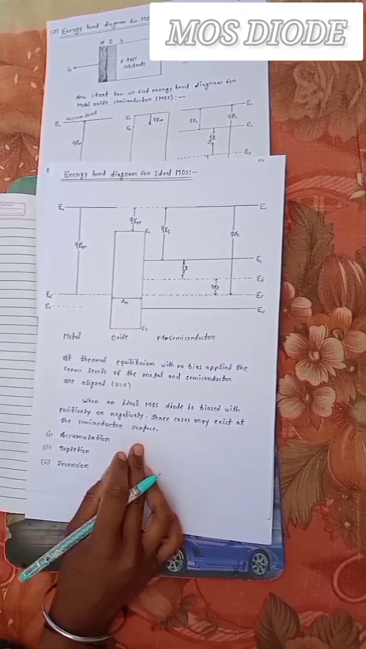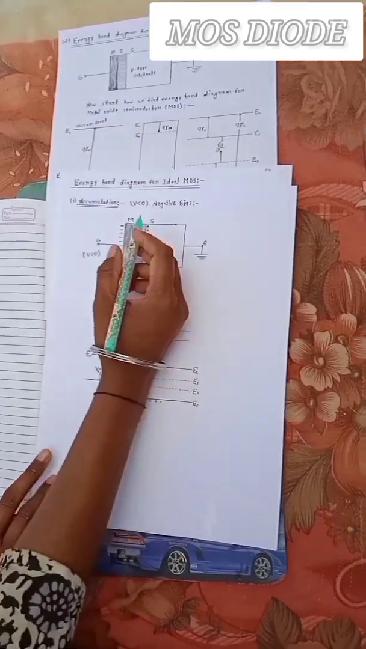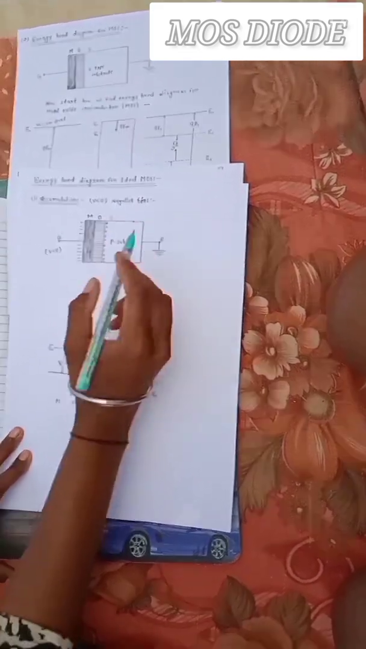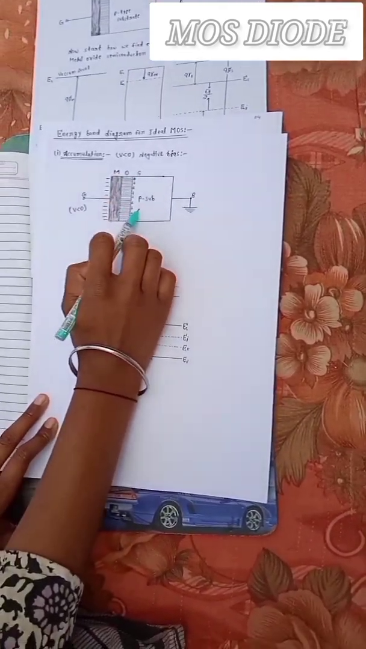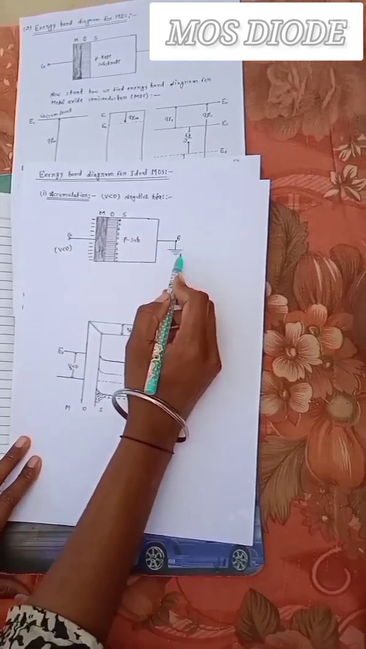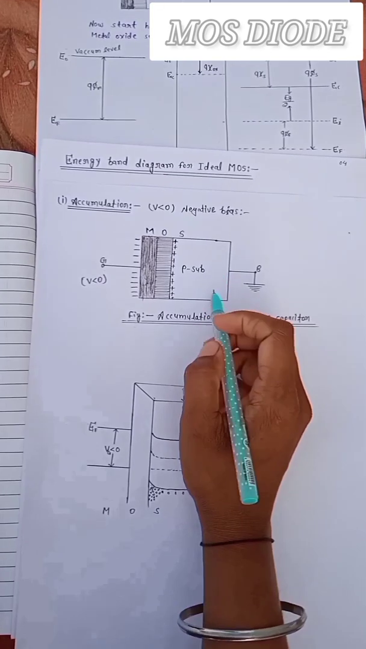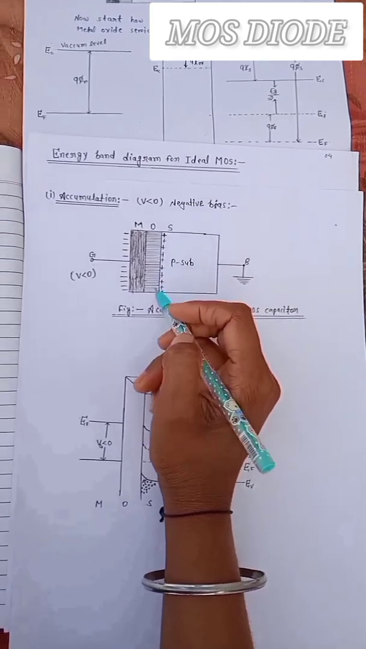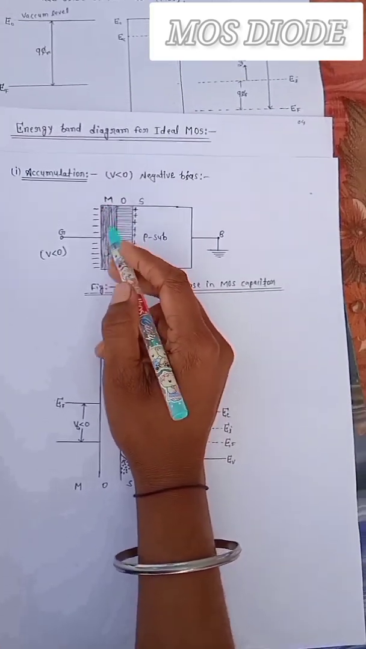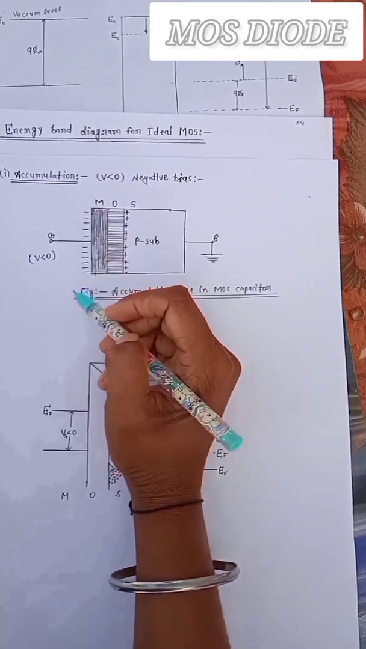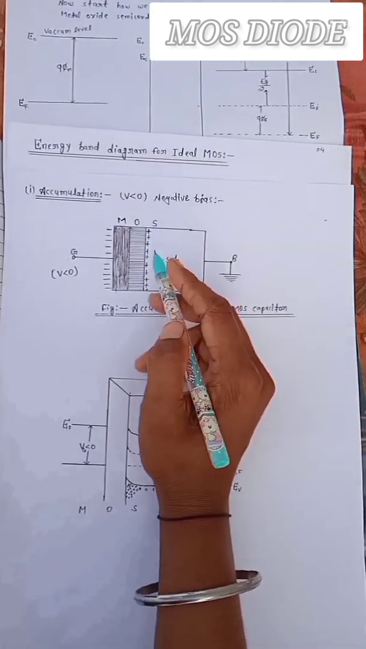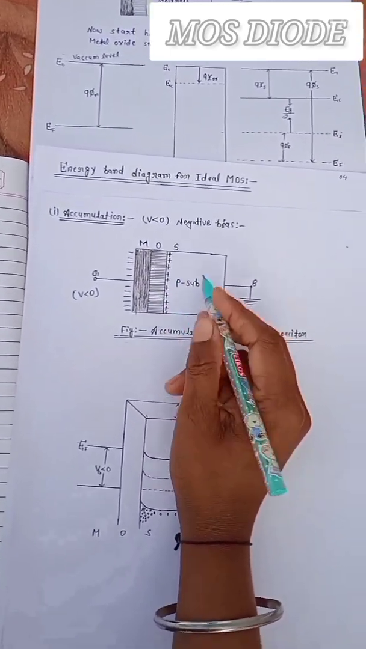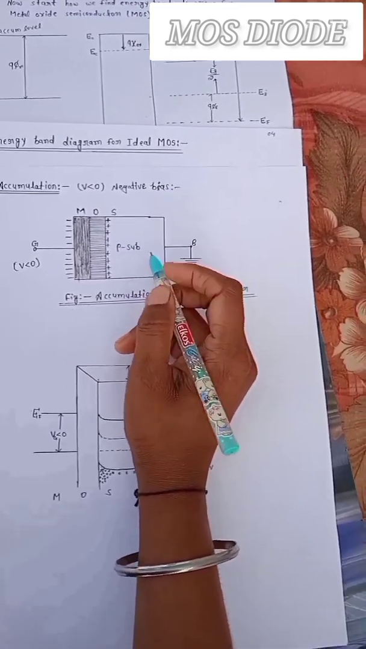So first, the accumulation case in an ideal MOS diode, V is less than 0, a negative bias. This part is metal, this part is oxide, and this part is semiconductor. G is referred to as the gate, B is the bulk contact, and this is the p-type substrate. Metal already has free electrons, and the semiconductor already has free holes. When we apply negative voltage to the metallic plate, negative charges come to the metallic plate, and positive charges come to the semiconductor. And we have accumulation of positive charge carriers at the semiconductor surface.